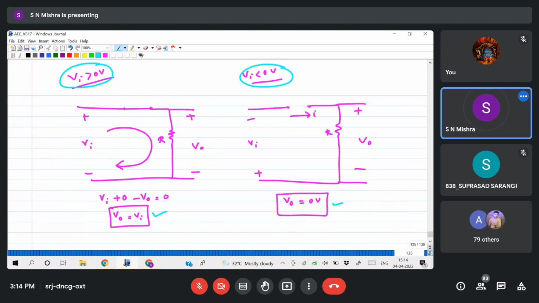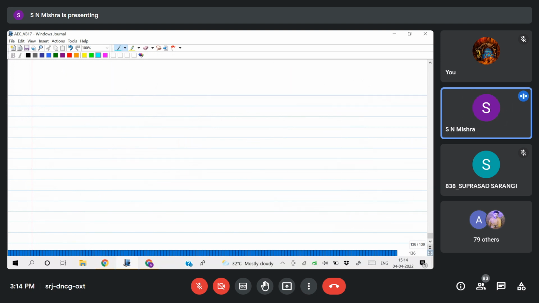Clear to all? Now, if biasing voltage is connected, then how will we solve it? Some students may find difficulty here. So let us see one example.